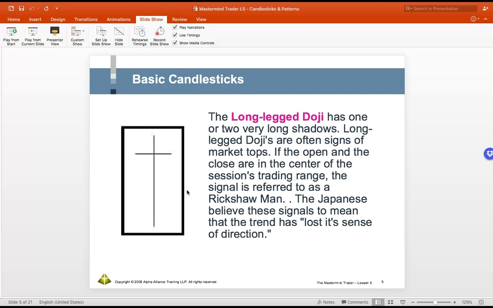Okay, a long leg doji is similar to the doji. What it means is the open and the close are near the center of the trading range, and it's basically a long candle. So basically what it means is indecision again, similar to the doji. So one more distinction.